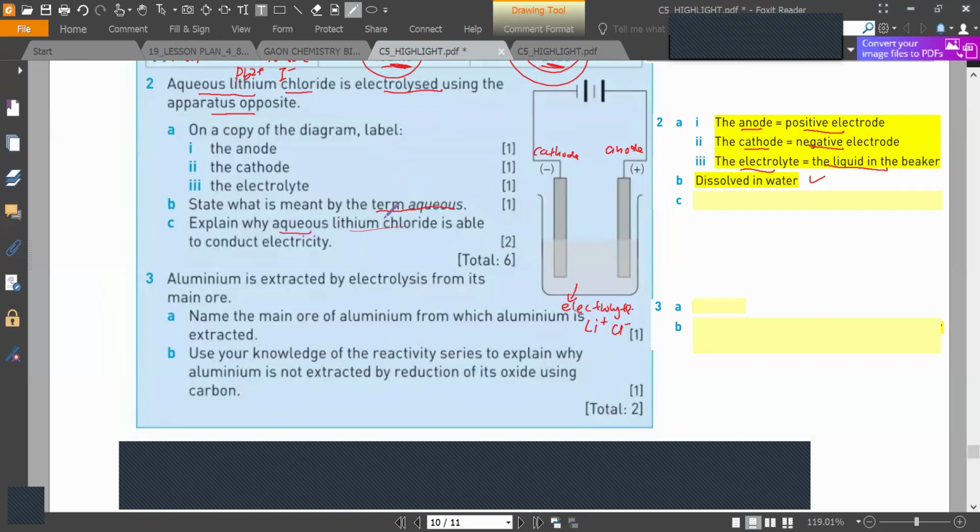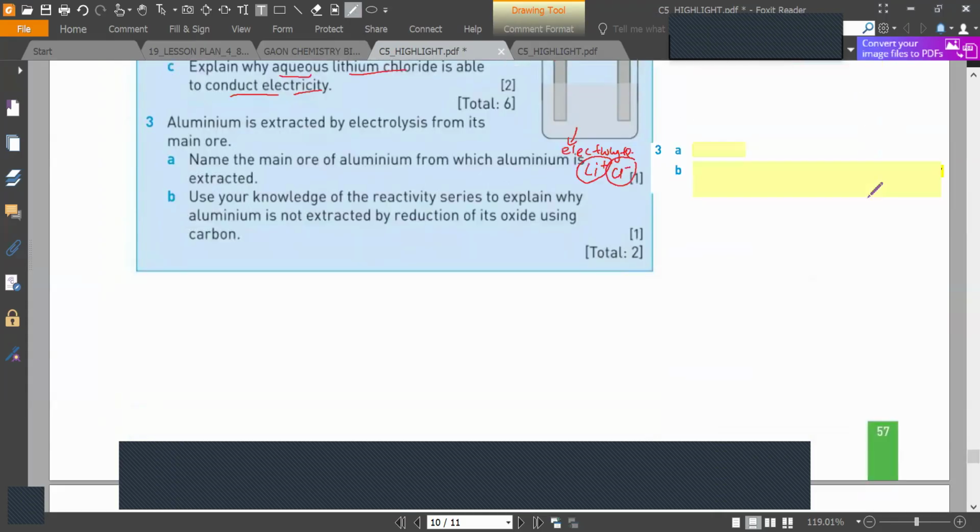Explain why aqueous lithium chloride is able to conduct electricity. Why can it conduct electricity? Because we have these ions, and these ions can move around. Ions that are moving carry the charge. Okay, next.